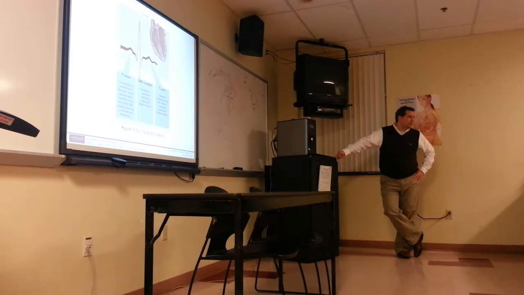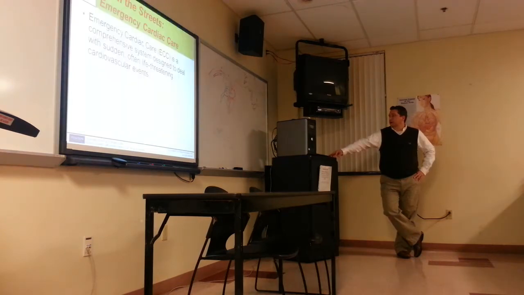That's kind of important because when we talk about classes of antiarrhythmics, there are 4 basic classes: class 1, class 2, class 3, and class 4. Class 1 are basically sodium blockers, class 2 are basically beta blockers, class 3 are basically potassium channel blockers, and class 4 are basically calcium channel blockers. So it's kind of important.